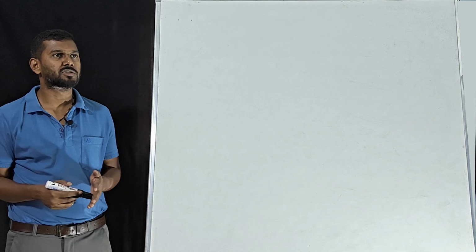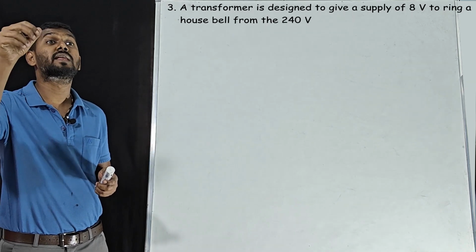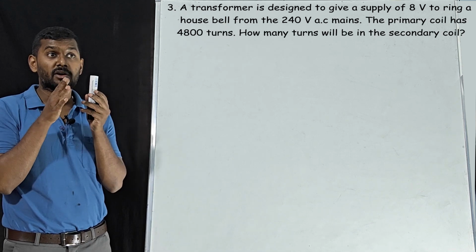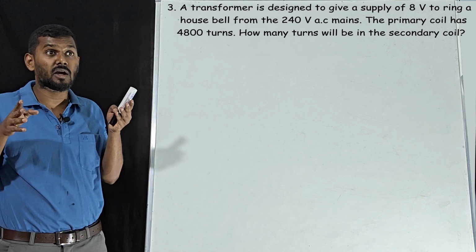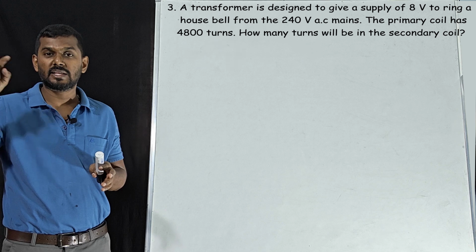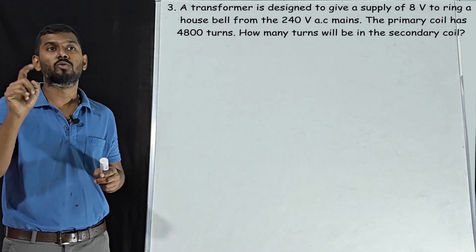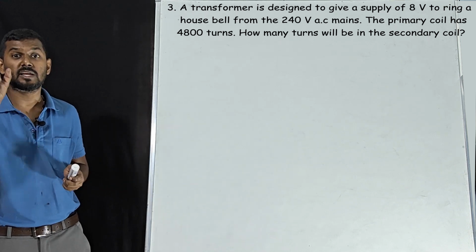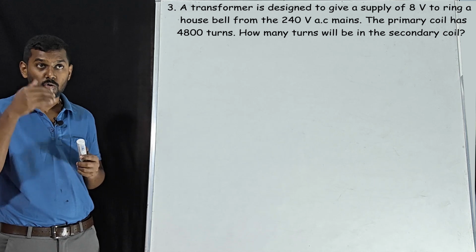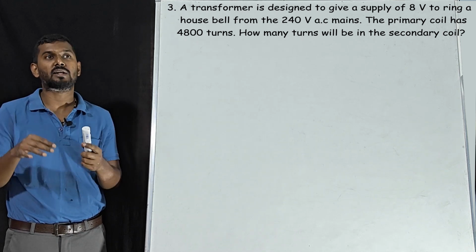That's it. Our next question: a transformer is designed to give a supply of 8 volts to a house bell from 240 volts. See, whenever they talk about supply, you should not think that it is an input. No, it is a supply to a doorbell. It is a supply to a doorbell from 240 volts. From 240 is the important thing. That is the supply, that is the primary side. That is from 240 to a house bell of 8 volts. This is what you need to understand.